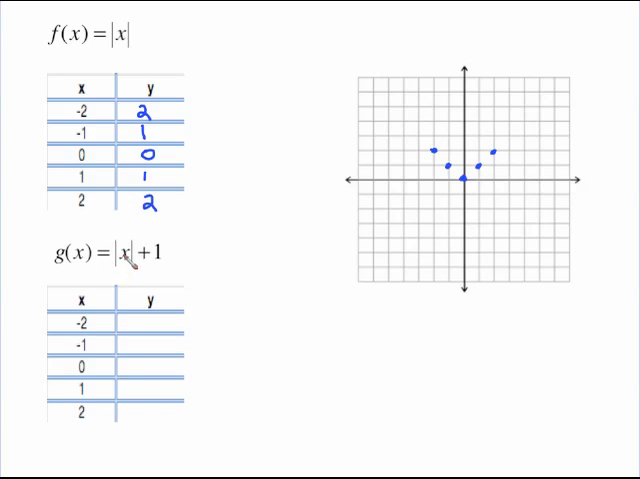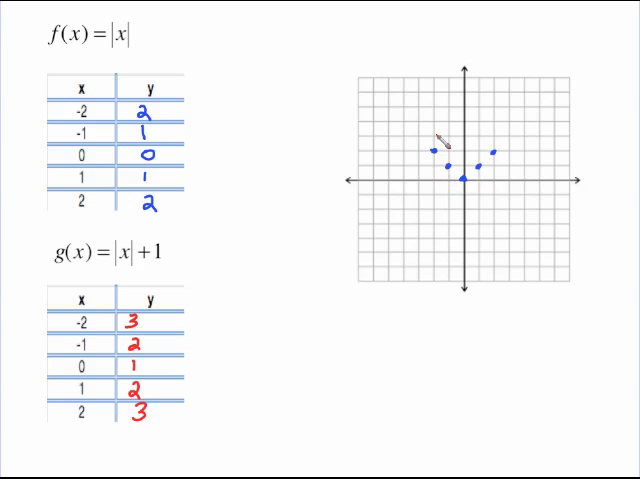Absolute value of -2 is 2, plus 1 is 3. Absolute value of -1 is 1, plus 1 is 2. Absolute value of 0 stays 0, plus 1 is 1. Absolute value of 1 is 1, plus 1 is 2. Absolute value of 2 is 2, plus 1 gives me 3. Let's plot these points.